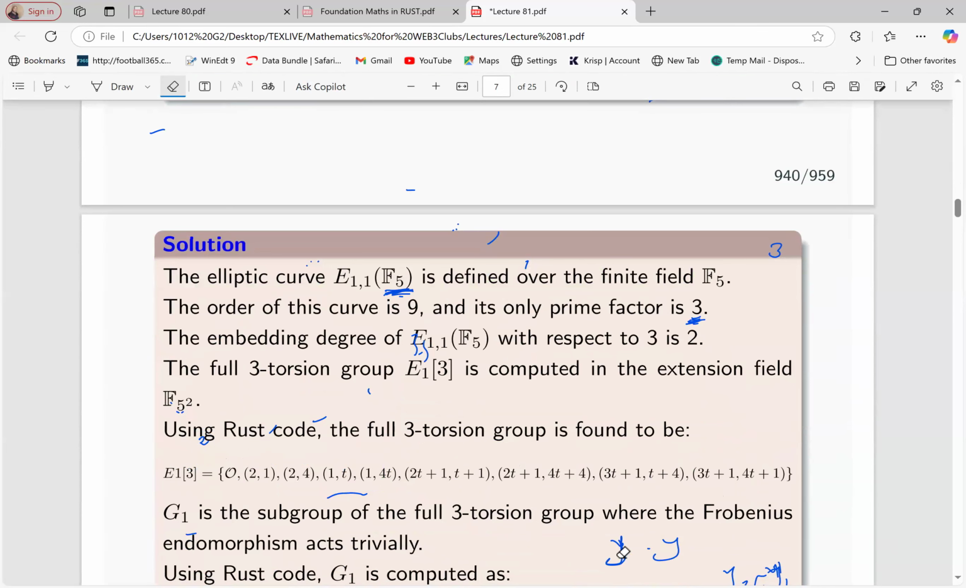G2? Remember, G2 must also be a subgroup of this group. This is the full torsion group. So this full torsion group, we've already identified G1. We've already identified G1 as 3. Our code has already given us G1. This, and this. It's a subgroup of that. Now what we now want is G2.